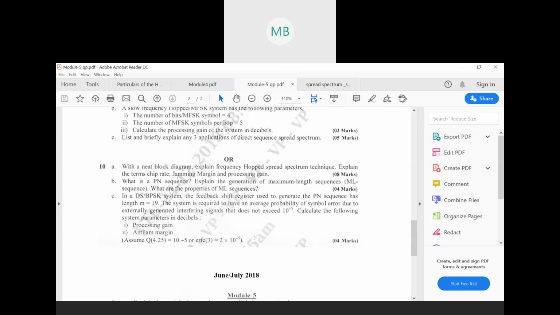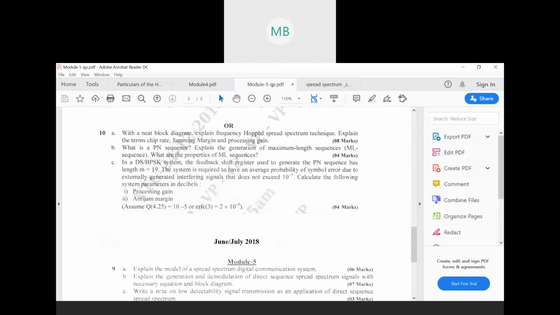So the shift register length is given, it is 19. So find the PN sequence length. So 2 raised to 19 minus 1 is the PN sequence length. Then probability of error is given, it is 10 raised to minus 5. So find processing gain and anti-jamming margin. Already we have solved this problem, and it is given as an assignment question.